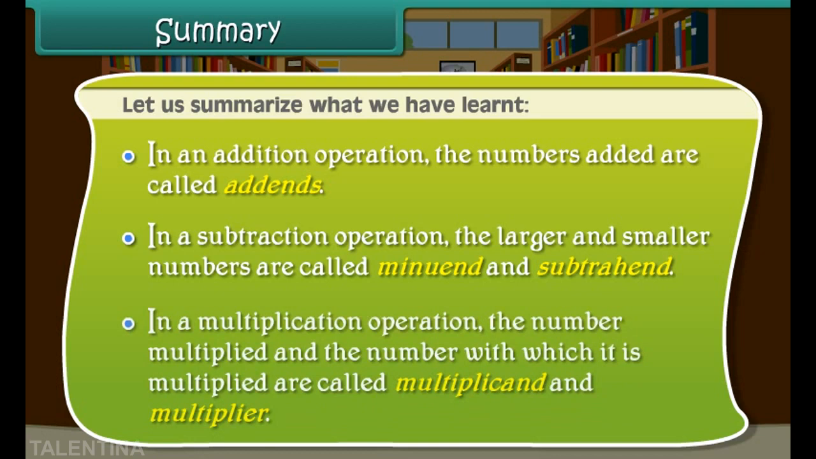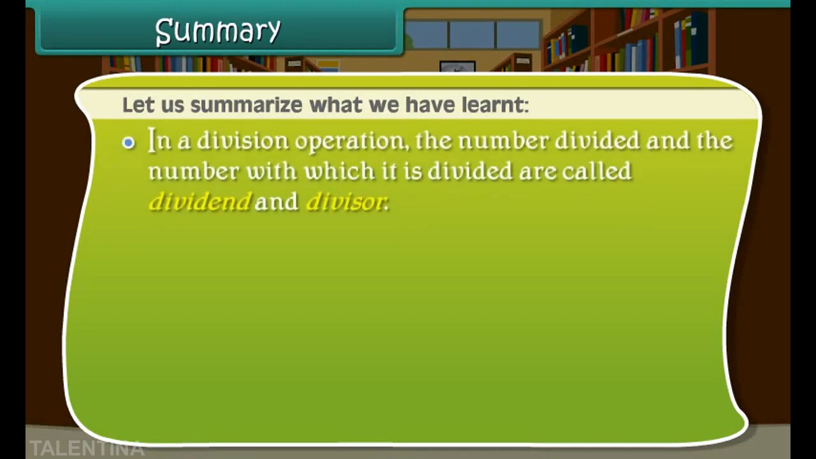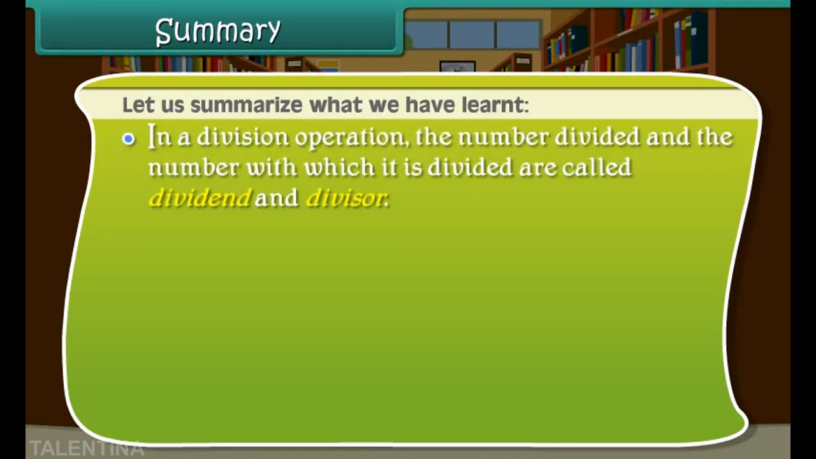In a multiplication operation, the number multiplied and the number with which it is multiplied are called multiplicand and multiplier. In a division operation, the number divided and the number with which it is divided are called dividend and divisor.